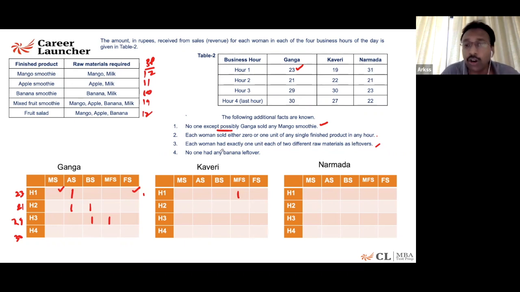10 and 12 also cannot be mango smoothie. Therefore, it has to be banana and fruit salad. Banana and fruit salad, 22. 30, 30 also can be 19 and 11. 19 and 11, MFS and AS.